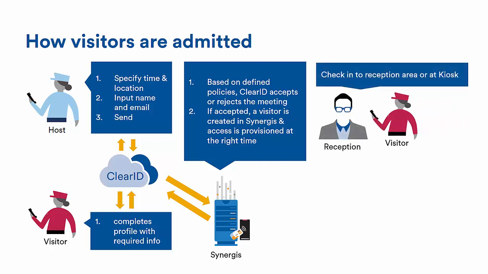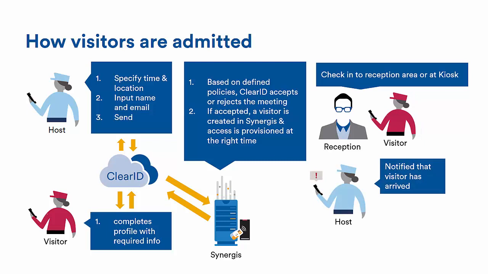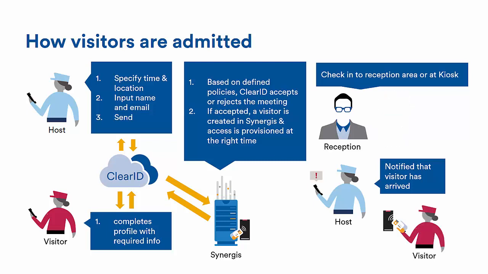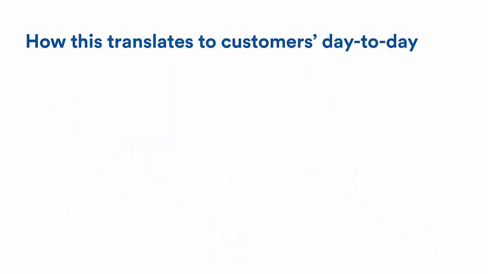Now, on the day of the meeting, the visitor arrives and scans the barcode he received in his confirmation email at either the kiosk or at the reception in the lobby. ClearID immediately emails the host, notifying them when the visitor's license plate is scanned at the front entrance or when that QR code is scanned at the reception office. The host now escorts her visitor to the conference room and they can get to work on schedule with no complications.